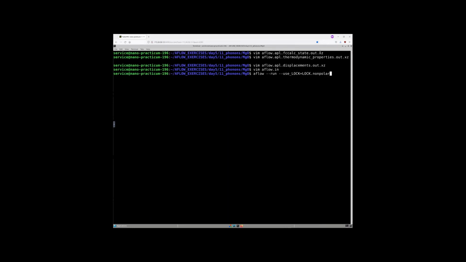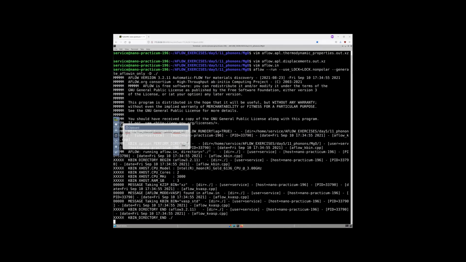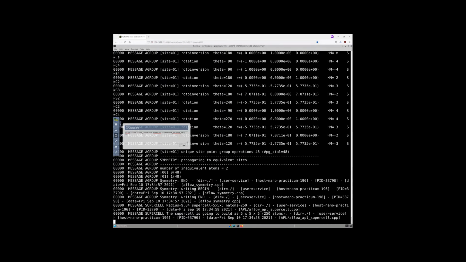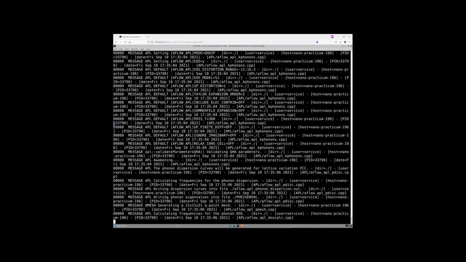Don't forget to rename your log file because you already have a log file in there. I would call it just log with non-polar, and run this again. Oh yeah, something else we shouldn't forget is the generate AFLOW-in only, so it doesn't even think about trying to run any VASP calculations or look for pseudopotentials. So we'll run all these dynamical matrix calculations.